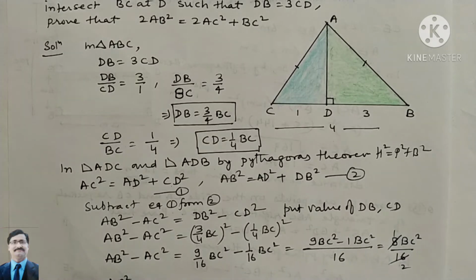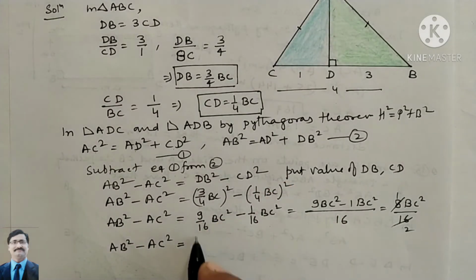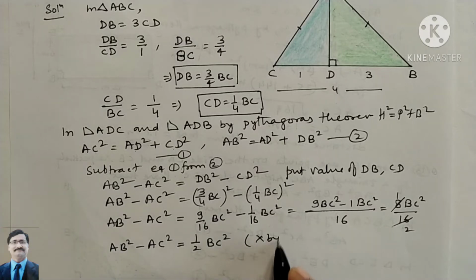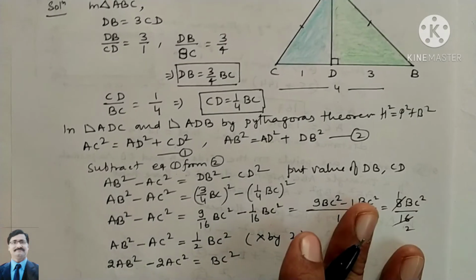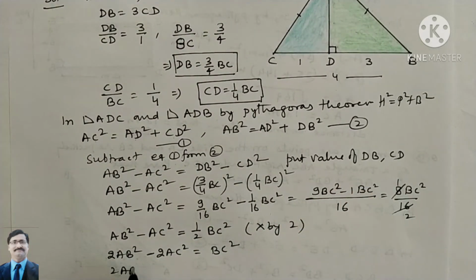So AB square minus AC square we get here 1 upon 2 BC square, and now multiply by 2, we get here 2AB square minus 2AC square equal to BC square. Now 2AC square we can transfer, so look here, we will get 2AB square equal to 2AC square plus BC square, and this only we have to prove in this question, so we can write here hence proved.